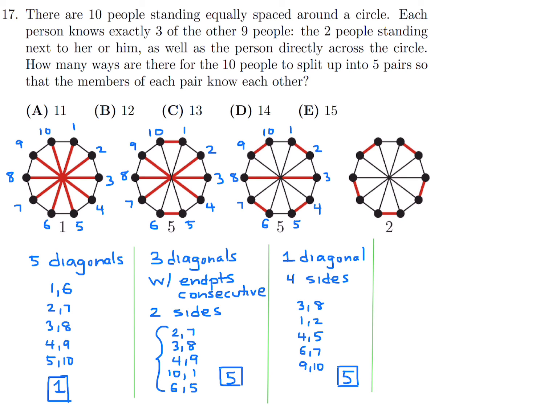And then the final scenario, which is next to it, essentially involves just all sides. So there's 0 diagonals here, just 5 sides.